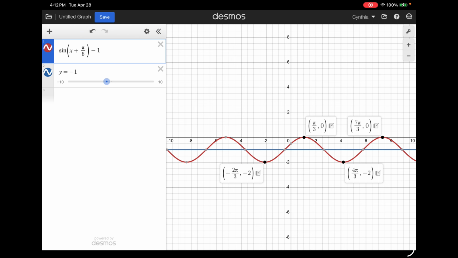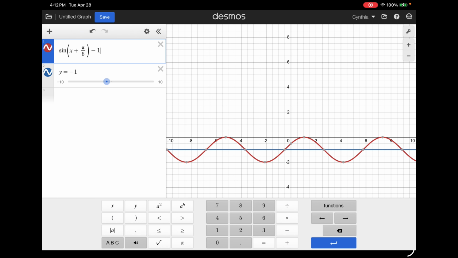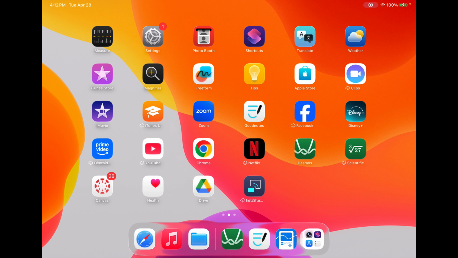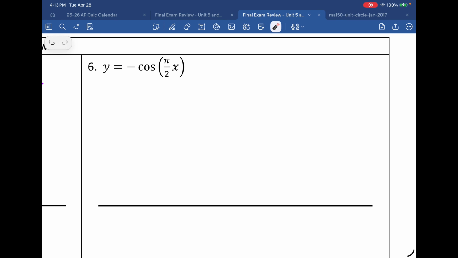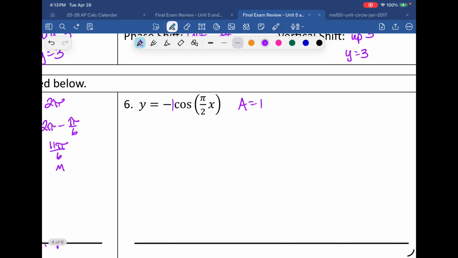All right, so put your function in the first spot, and then your midline, y equals whatever, in the second spot. All right, so this one we are going to do the full one. First, amplitude is 1, because it's 1 right there. It has been reflected, which means it switches your highs and your lows. My midline is 0.